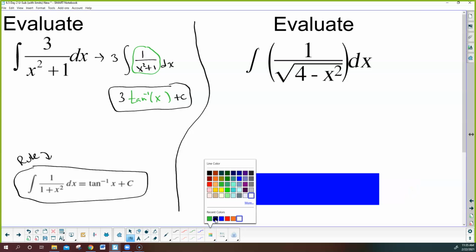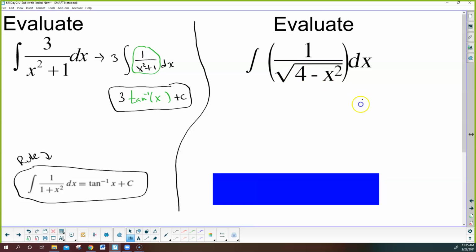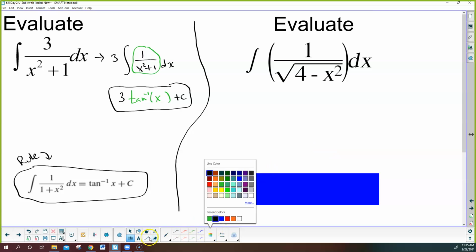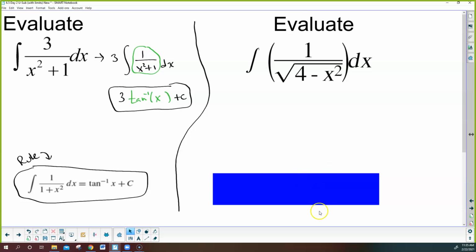Okay. Now again, somebody might think, well, wait a minute, this is under the square root. If I let u equal 4 minus x squared and I try to take the derivative of that, I get a negative 2x dx, but I don't have an extra x in here. So that's why u substitution doesn't work. And it's good for you guys to understand that u substitution does not always work. So what would I have to do on this one? And on this one, I'm going to actually show you the rule right away.